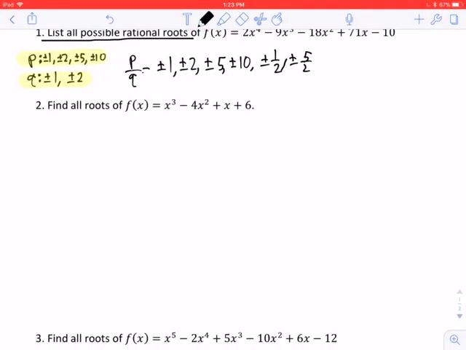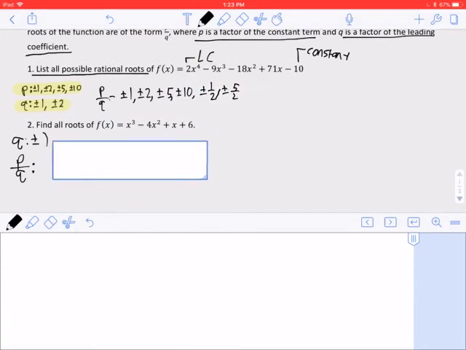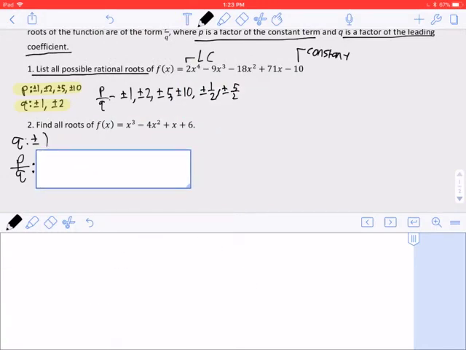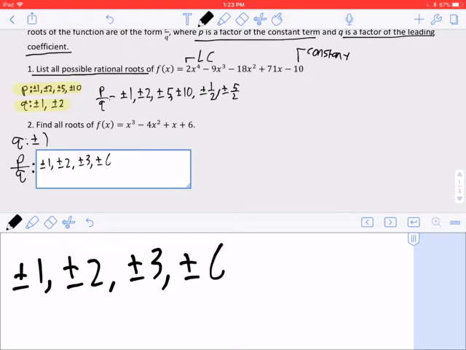and those things aren't the same, so grouping doesn't work, and we have to resort to some other kind of method. So here our q is just plus or minus 1, so really all of our possible roots are just going to be the factors of p. So p over q, the possible rational roots, will be the factors of 6. So plus or minus 1, plus or minus 2, plus or minus 3, and plus or minus 6. So notice this is 2, 4, 6, 8 possible roots.